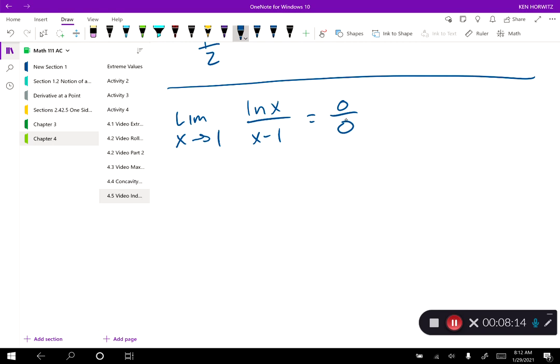All right? And L'Hopital's rule says if I do the derivative of the numerator and I do the derivative of the denominator, I can then try to substitute again. All right, so notice we're not doing a quotient rule here. So I'm going to do the limit as x approaches 1. And the derivative of ln x is 1 over x. The derivative of x minus 1 is just plain old 1. And now I can try plugging in again. If I plug in 1, I get 1.